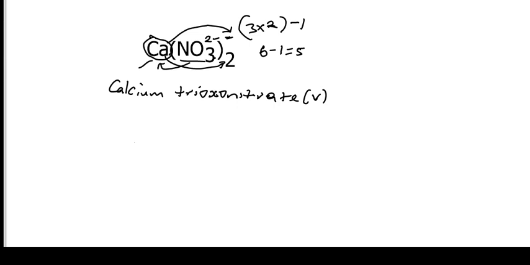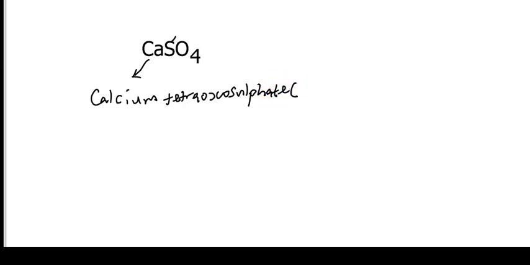Then in this example, the same thing: name the first element in full, which is also calcium here, as we can see. At the right, we have oxygen. For oxygen, that's tetra, becomes tetraoxo. At the center we have sulfur. Sulfur becomes sulfate. Then the charge of the sulfur goes in a bracket at the end.